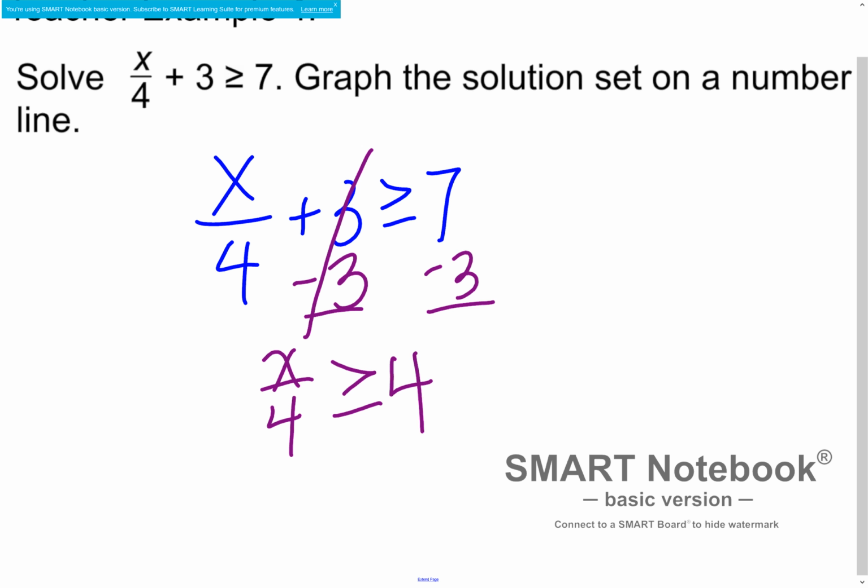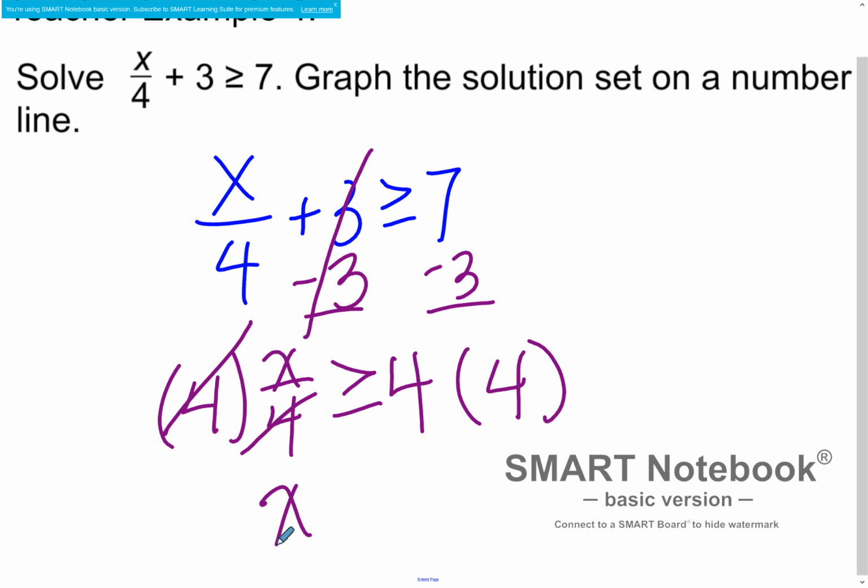So x is being divided by 4. So the opposite of divide by 4 is to multiply by 4. So now 4 divided by 4 makes 1. So I'm now left with x is greater than or equal to 16.